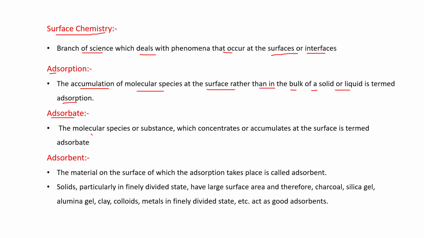Adsorbate. The molecular species or substance which concentrates or accumulates at the surface is termed adsorbate. Adsorbent. The material on the surface of which the adsorption takes place is called adsorbent. Three terms are there. What is adsorption? This is the accumulation of molecules at the surface. What is adsorbate? The species which accumulates on the surface, these are adsorbate, and the surface on which this adsorption is taking place, this is called adsorbent.